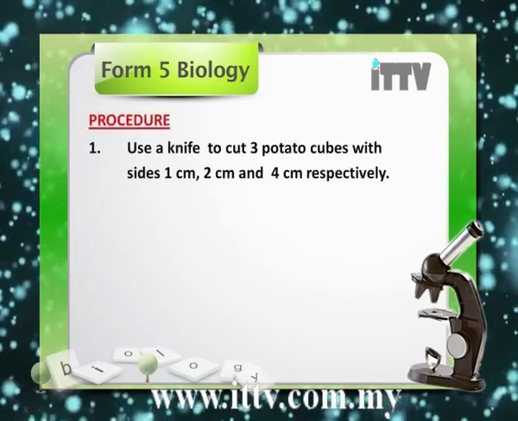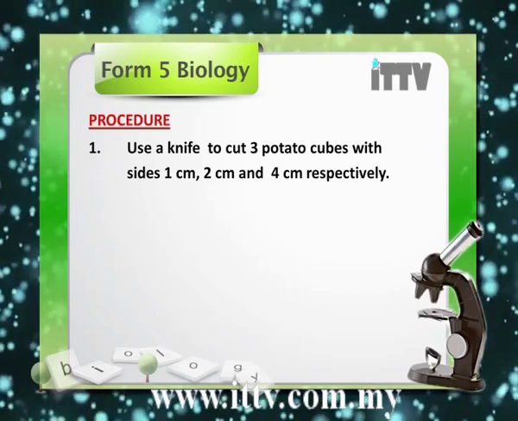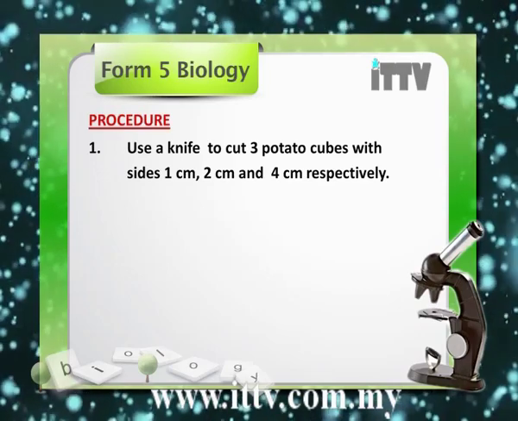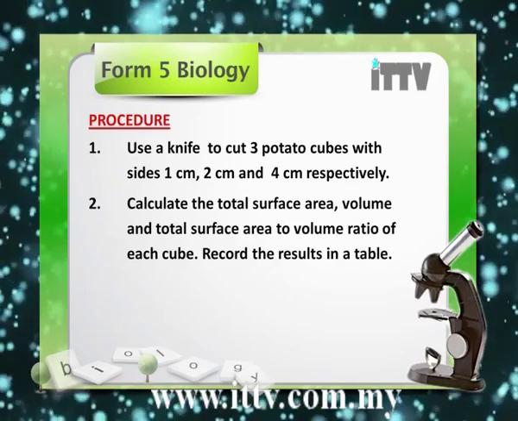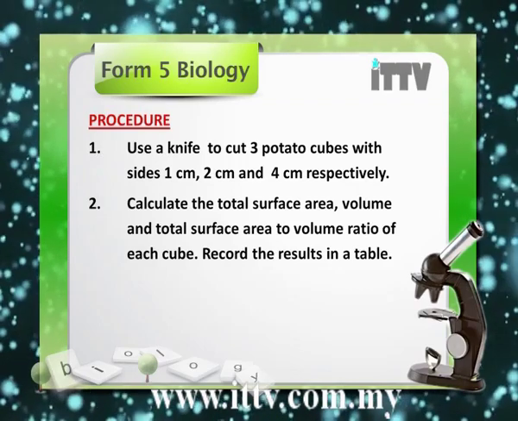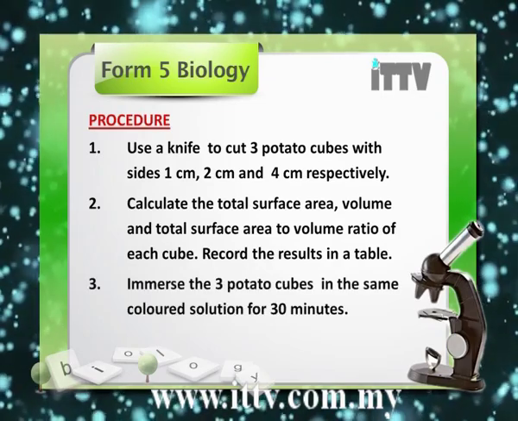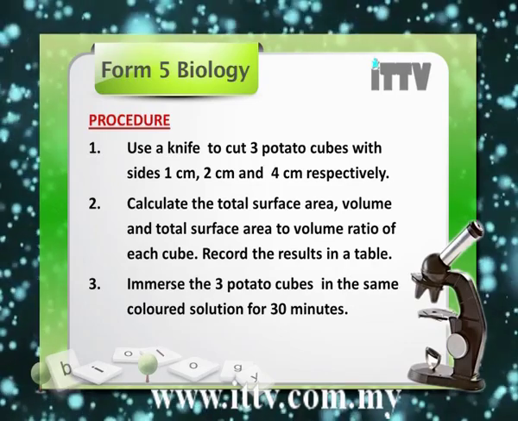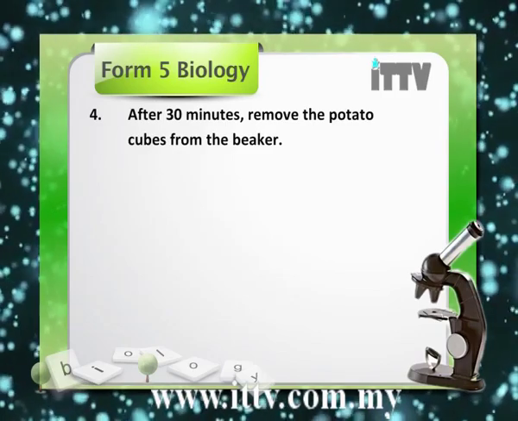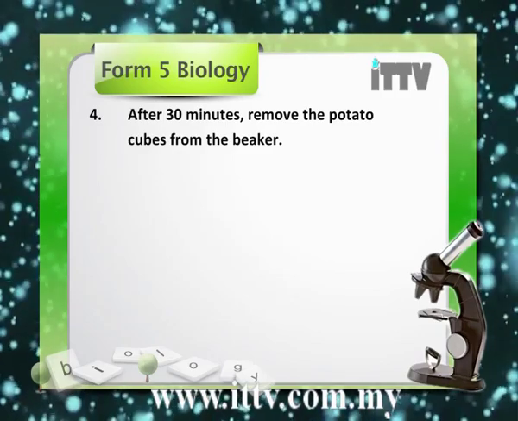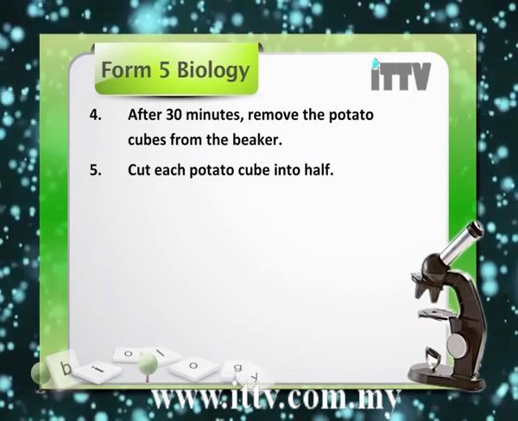Now, the procedure requires us to use a knife to cut 3 potato cubes with sides 1 cm, 2 cm and 4 cm respectively. We then calculate the total surface area, volume and the ratio of total surface area to volume for each cube. All these results will be recorded in a table. We then immerse the 3 potato cubes in the same colored solution for 30 minutes. After 30 minutes, the potato cubes are removed from the beaker. Now, we cut each potato cube in half.